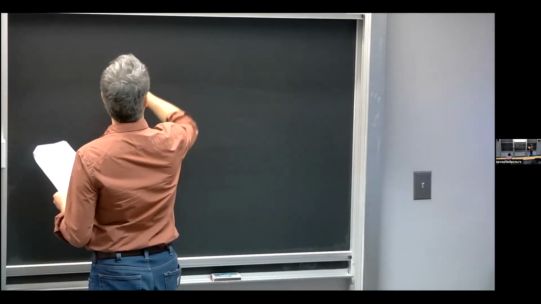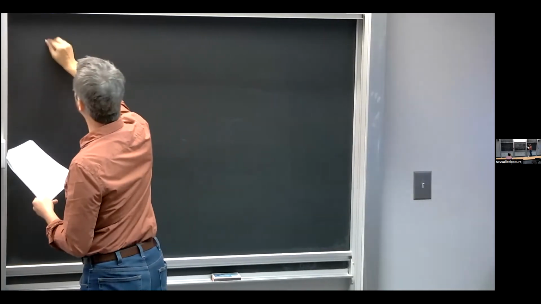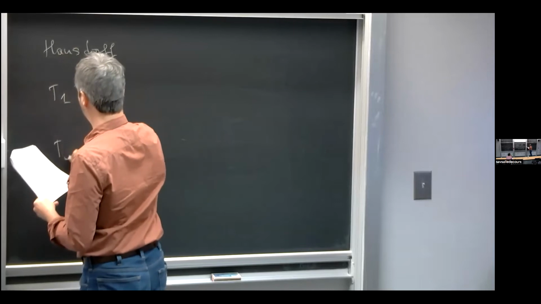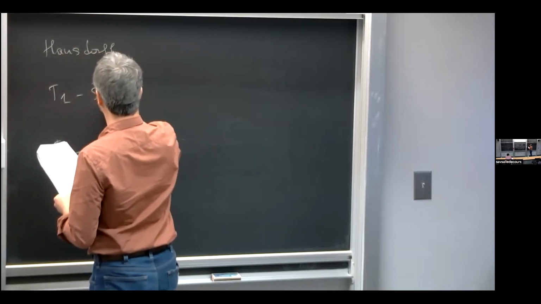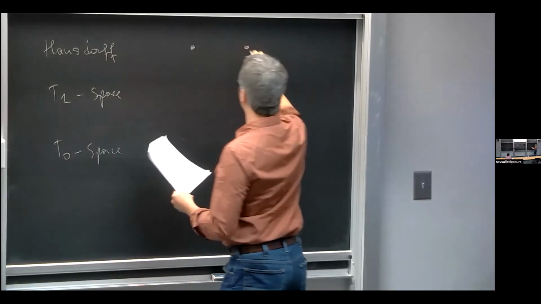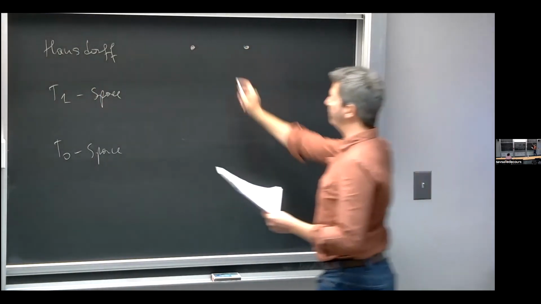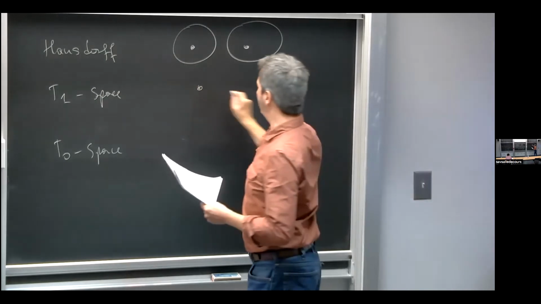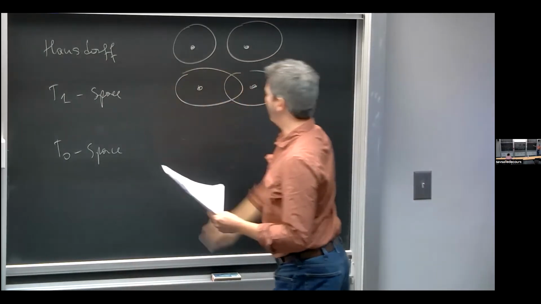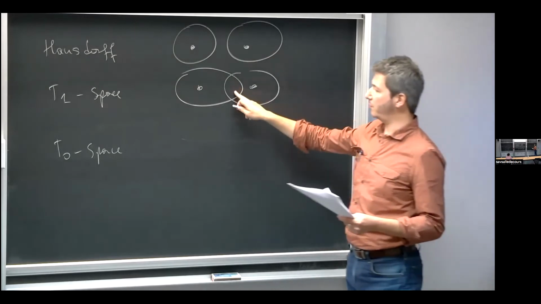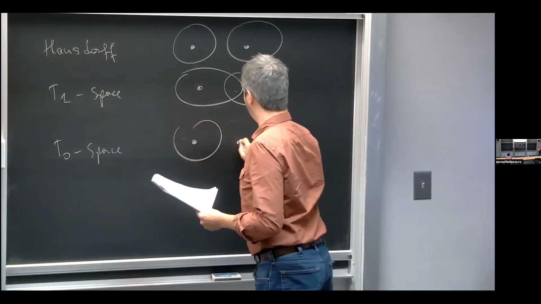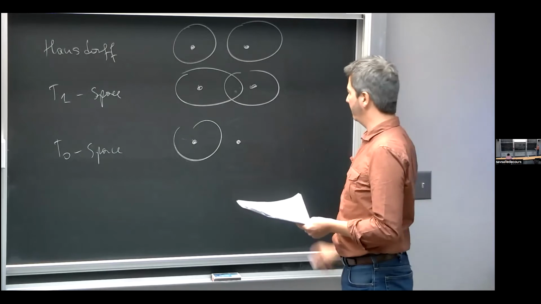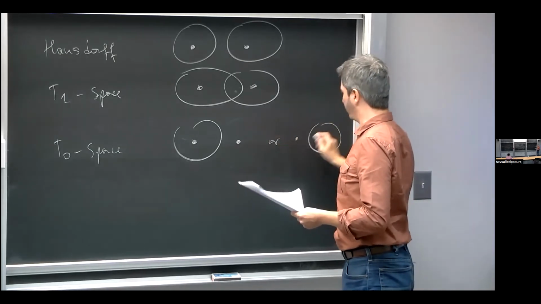So now let's draw some pictures. If I have 2 points and my space is Hausdorff, it means that I can find 2 neighborhoods that are disjoint. In a T1 space, I can find 2 neighborhoods that might not be disjoint. And in a T0 space, I can only find a neighborhood of one not containing the other, or the reverse. So these are various degrees of separation.